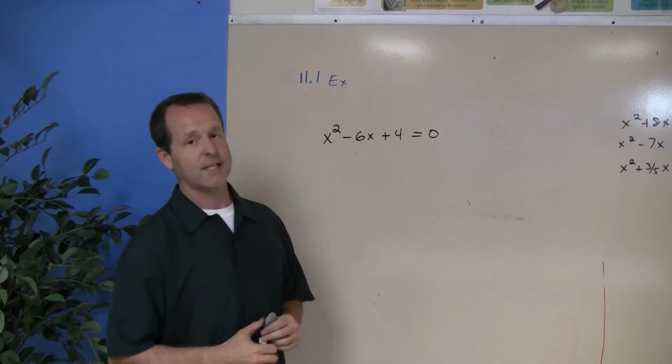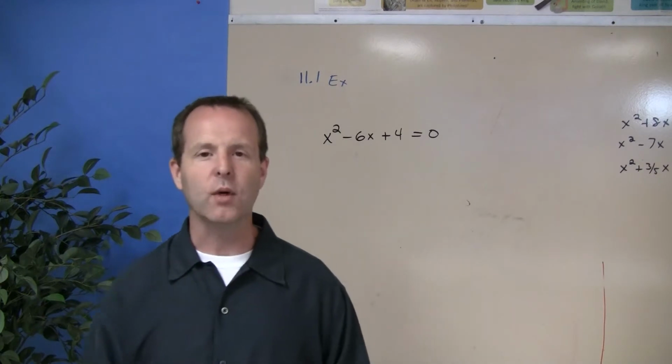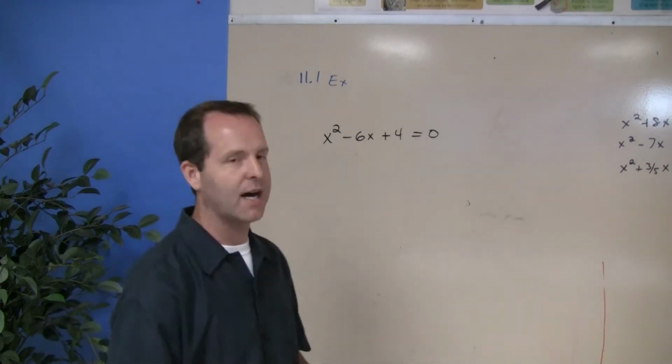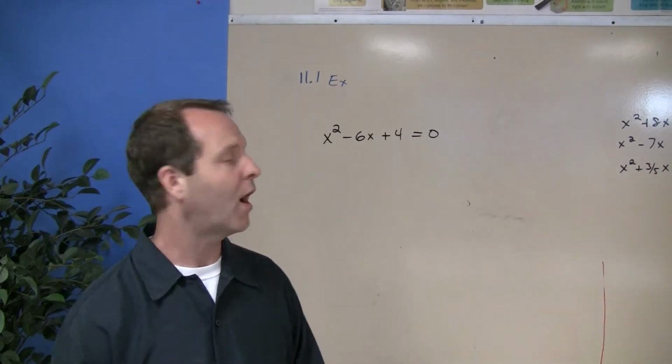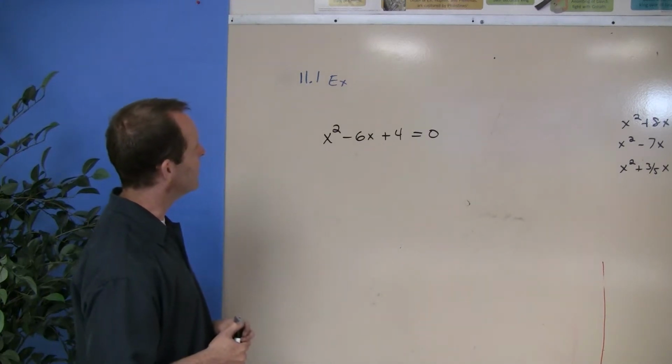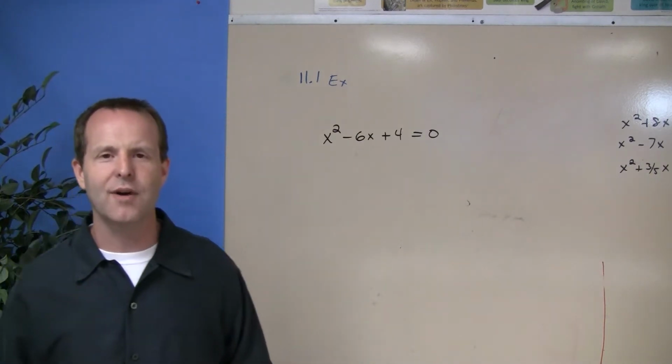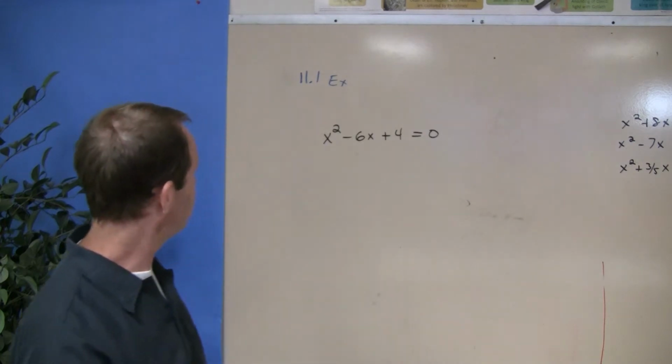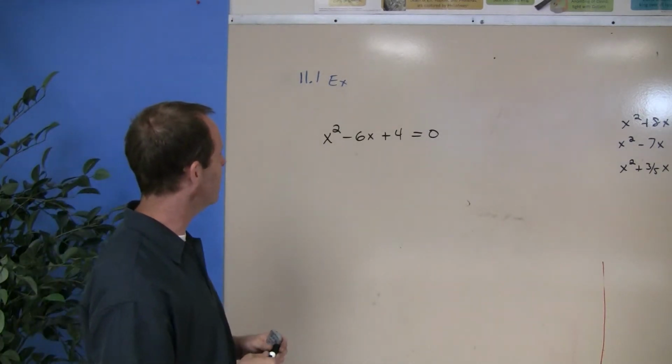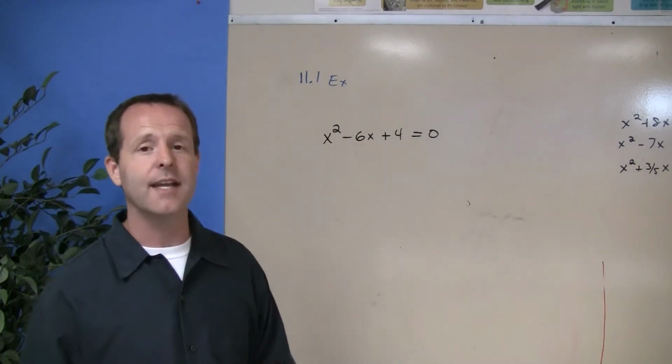X squared minus 6x plus 4 equals 0. Man, we're getting close to the bridge, the pons asinorum, the bridge that we're going to cross. What we see here is, how do we solve this guy? It's a quadratic. X squared minus 6x plus 4 equals 0? It's looking kind of scary.